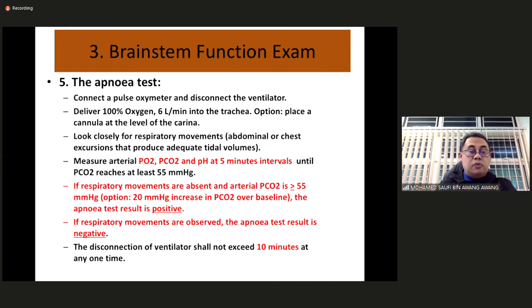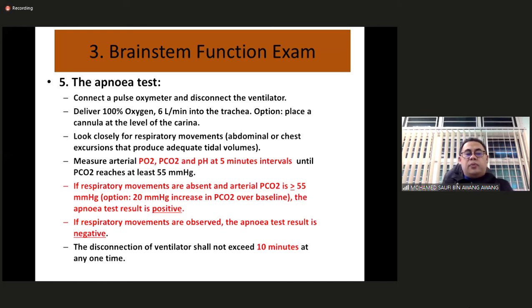At the same time, you also have to observe, when you put direct oxygen at 6 liters, your job is to look at the chest, whether there is any chest movement or not. But the objective way is to measure the ABG. The PCO2 usually will climb after 5 minutes, and more than 55 millimeters of mercury is considered positive. If after 5 minutes the PCO2 is still not 55, you can repeat another ABG after another 5 minutes. Eventually you can do that for a total of 50 minutes, in 5-minute intervals.